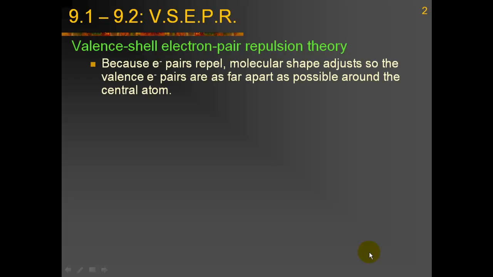The reason we look at geometries this way is because electron pairs will repel each other, and when they repel each other, they adjust molecular shape. They want the electron pairs to be as far as possible because the further apart they are from one another, the more stable they are.